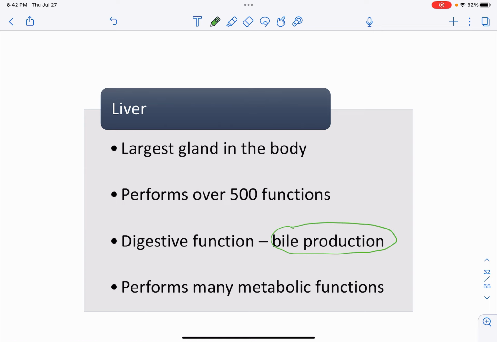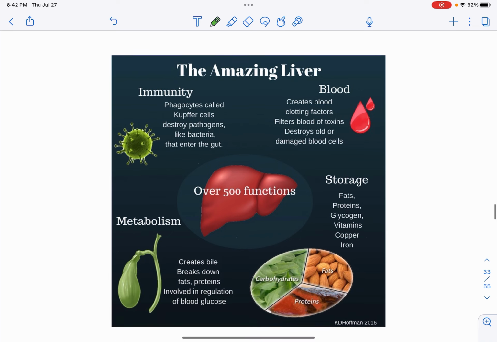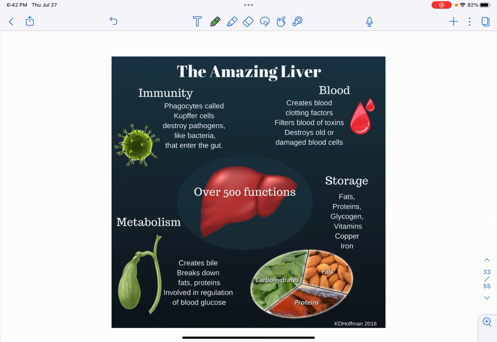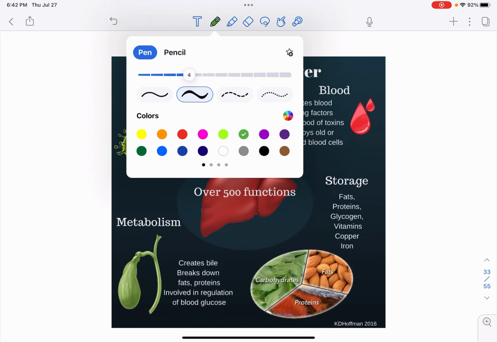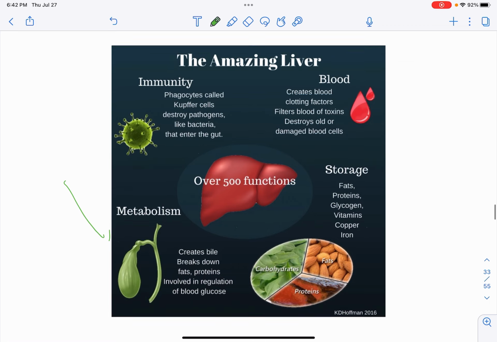The liver performs many metabolic functions. You'll probably learn a lot more about it in physio, but again, we are just going to focus on its role in digestion. This slide is just highlighting some of those other functions that the liver plays. The liver plays a role in immunity. It creates blood. There's some fat storage, and vitamins and other things are stored in the liver. But we're going to mainly focus here on the creation of bile, and I'll tell you how bile then goes on to break down fats and proteins.